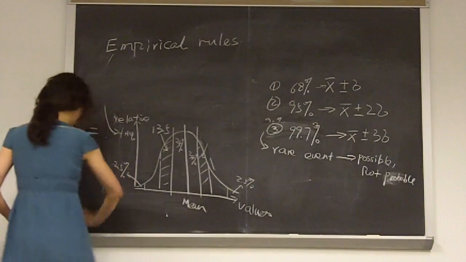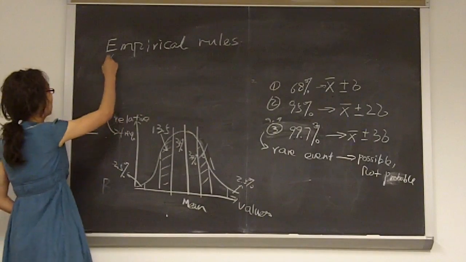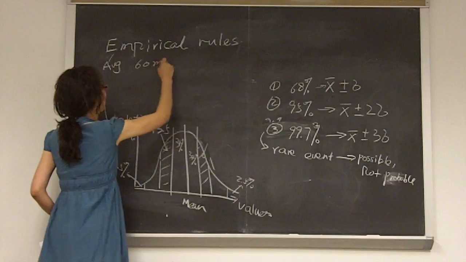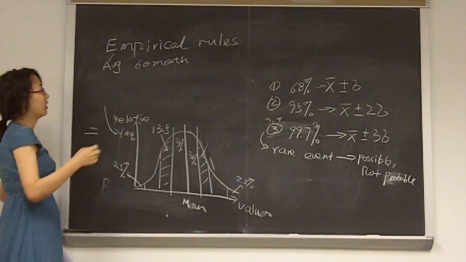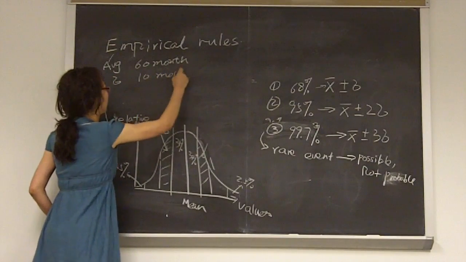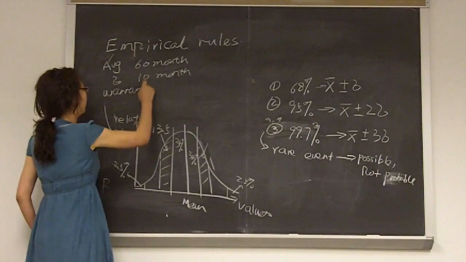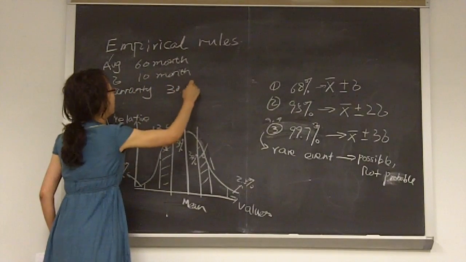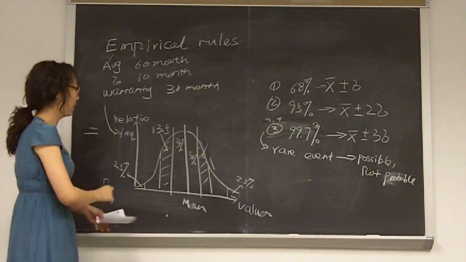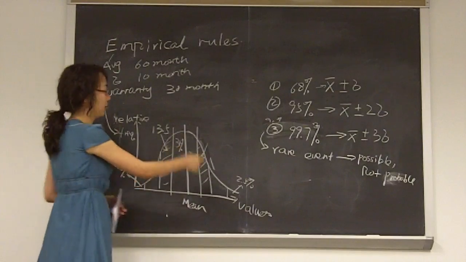I'll give you an example. Suppose you buy a battery, and in the advertisement, the manufacturer says the average lifespan of our battery is 60 months. The standard deviation, according to their previous experience, is 10 months. And the warranty is 30 months, which means for any battery that lasts less than this, they will replace it with a new one. They also told you that their batteries follow the normal distribution.